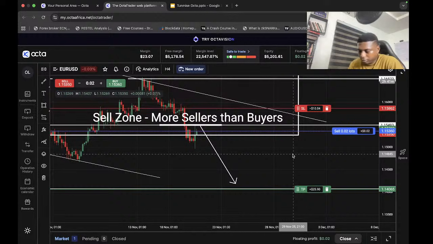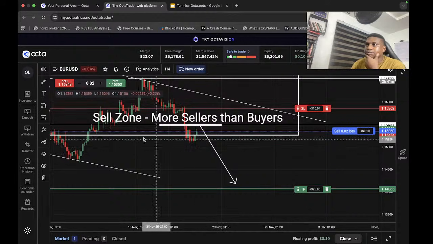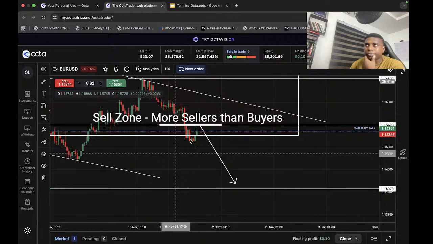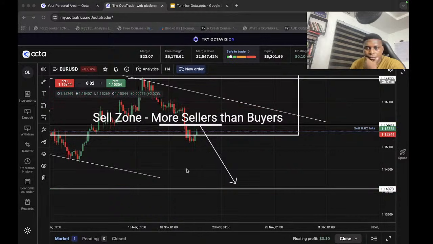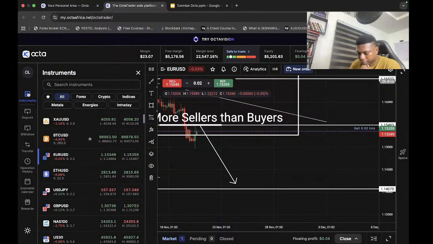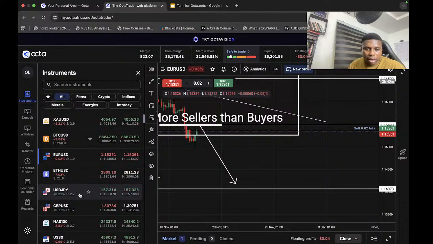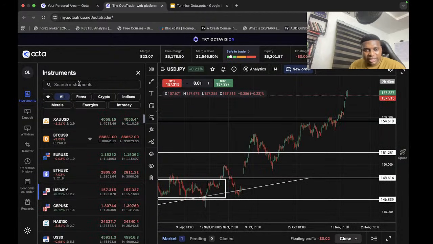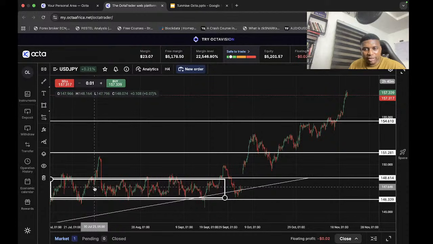Fantastic. So now let's look into another currency. If you have any currency in mind you want us to look into, please drop it in the chat box. All right, but while you are doing that, let's go and analyze the USD JPY market. USD JPY market.